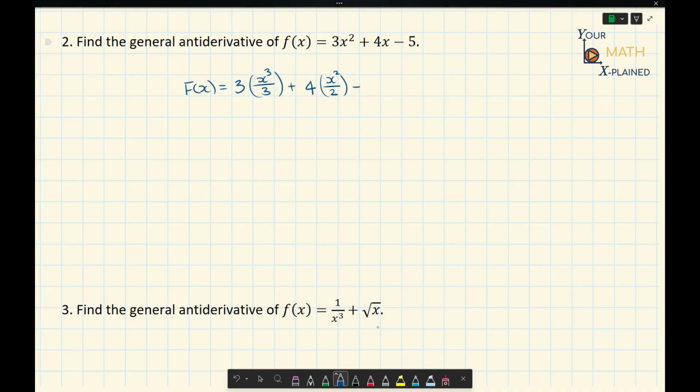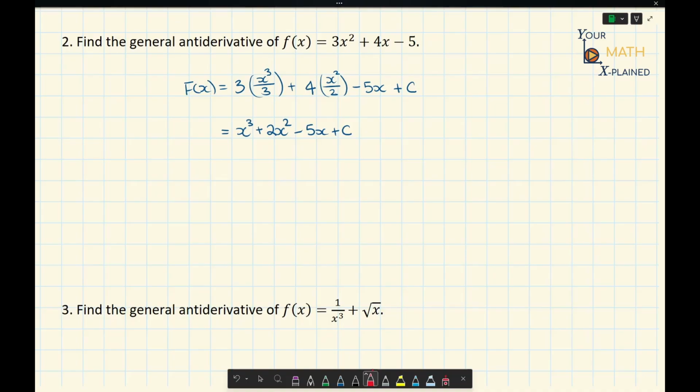And then finally, the antiderivative of -5 is going to be -5x. And now we have to add our constant c. So therefore, the general antiderivative is going to be x cubed plus 2x squared minus 5x plus c. And since this is our first example, let's just verify our answer by taking the derivative again.